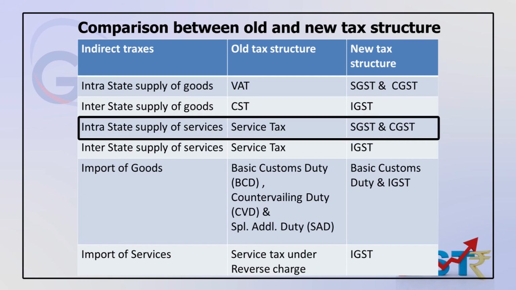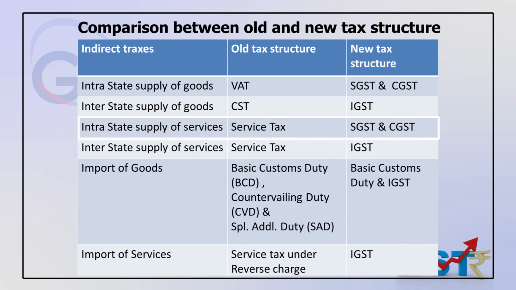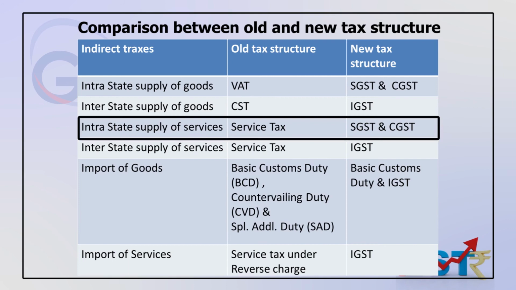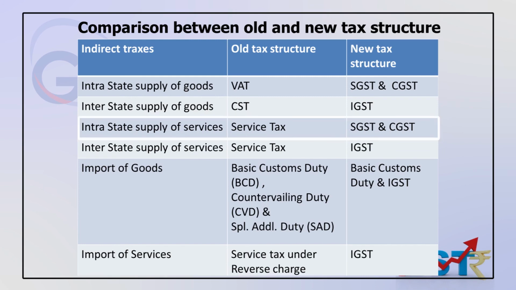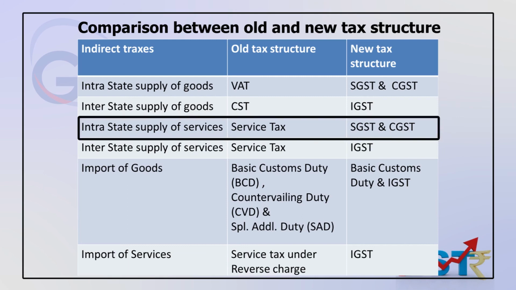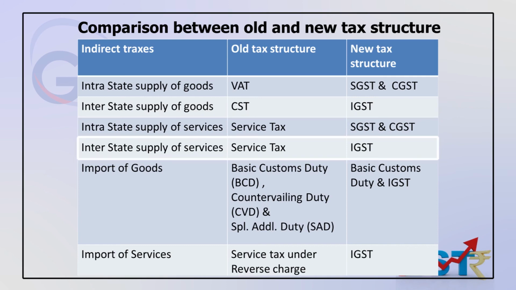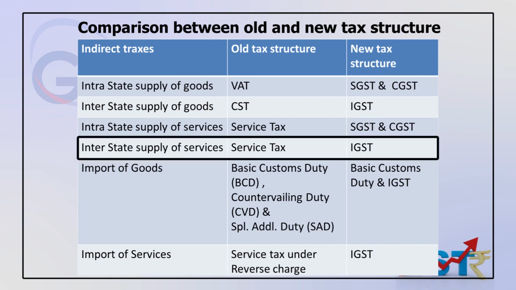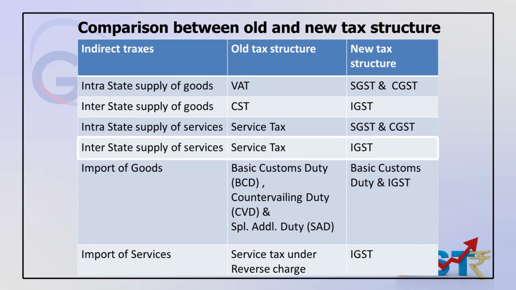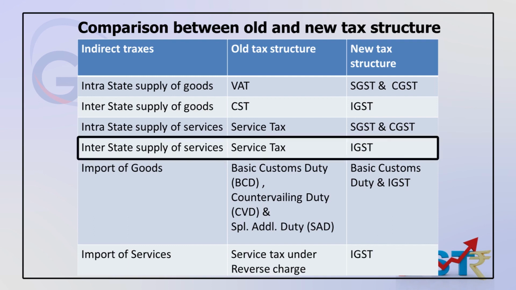In the same way, intrastate supply of goods, earlier it was VAT, now it is SGST and CGST. For intrastate supply of services, service tax was there, now it is SGST and CGST, because there is no existence of sales tax and service tax separately. Now it is GST. In the same way, for interstate supply of service, service tax was levied earlier, now it is IGST, because interstate, the service is going from one state to another state. So, you have to consider the IGST.